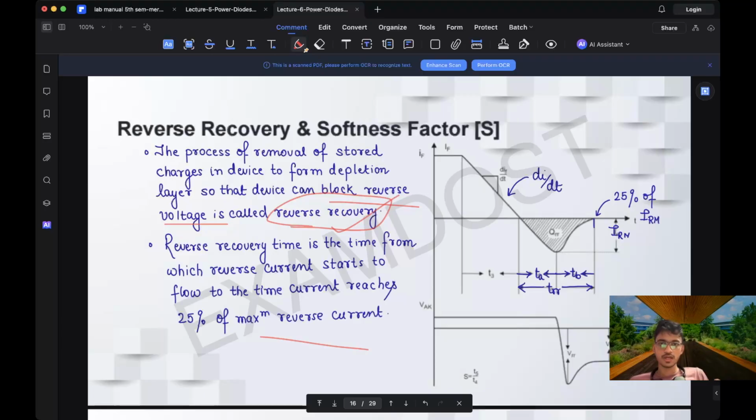Okay, so the removal of charges to form the depletion layer lets the device block reverse voltage. It's called reverse recovery, so removal of the charges, we can say. Reverse recovery time is the time from when the reverse current starts to flow until it reaches 25% of the reverse current.